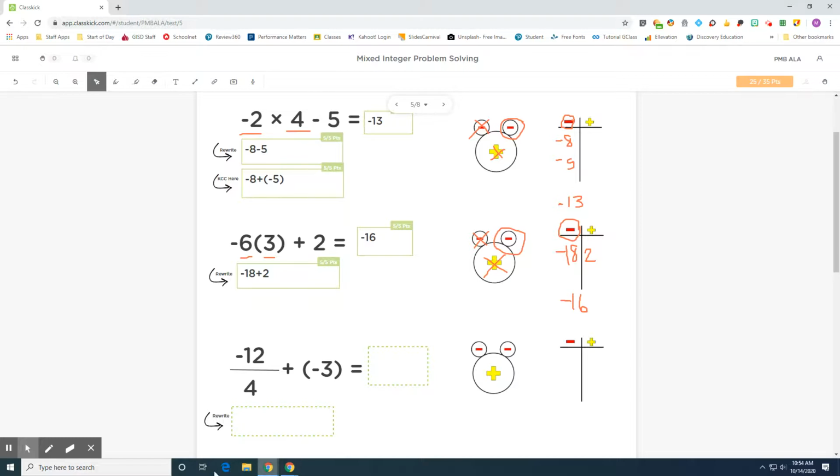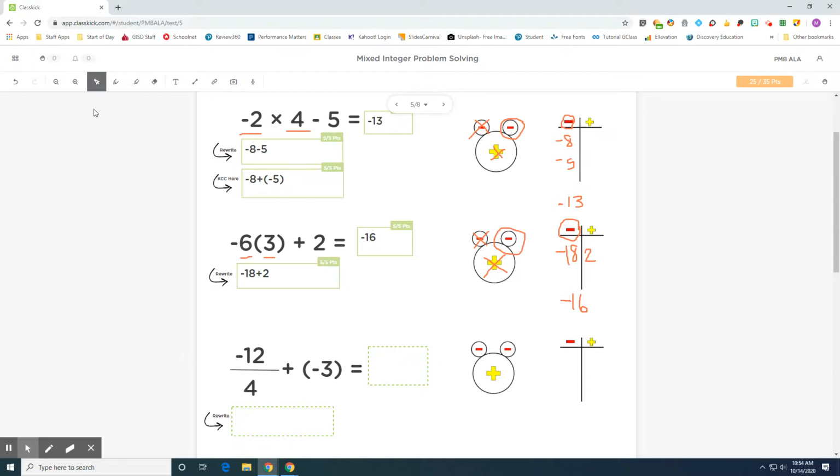All right, final one, -12 over 4 plus -3. Now, just remember that fractions represent division. This actually means to divide the numerator by the denominator. So -12 divided by +4. It's an improper fraction. Usually when you see an improper fraction, you're going to want to divide it anyway. So just keep that in mind.